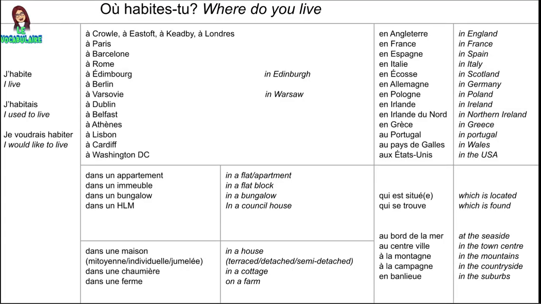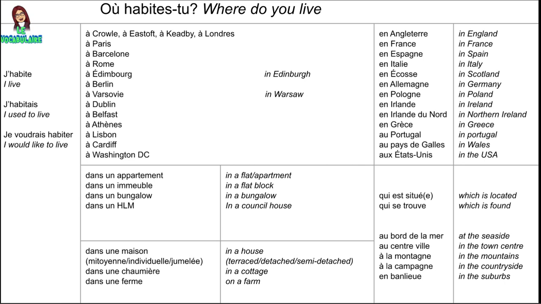So just going back to the sentence builder we used previously, to answer the question, où habites-tu? Where do you live? We had this section here where we had our phrases to introduce. So j'habite, I live, j'habitais, I used to live, je voudrais habiter, I would like to live. And we started off for one lesson looking at this top line where we explained the town or the city or the village that we live in using à plus the town or the village or the city, and then the country on the right hand side, which we've just seen in the beginning part there.